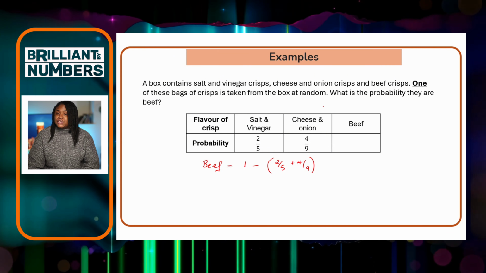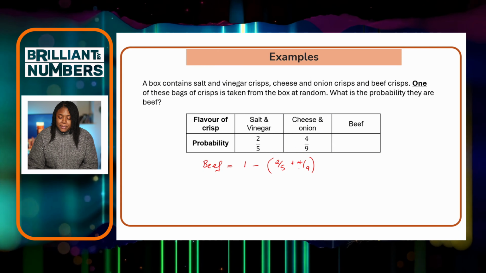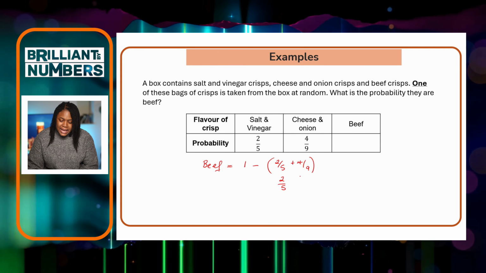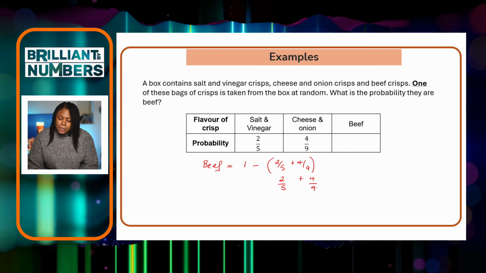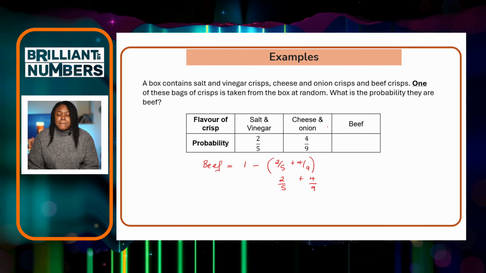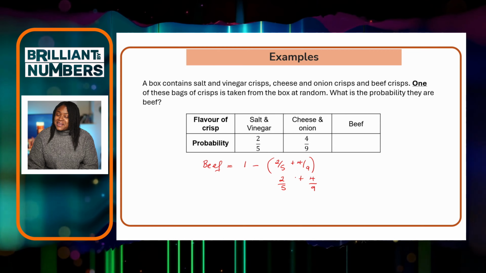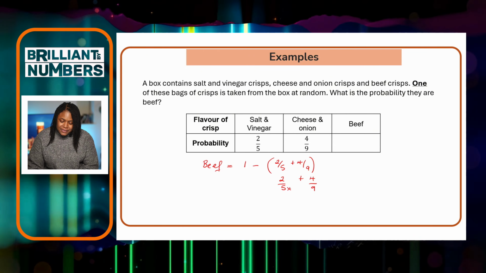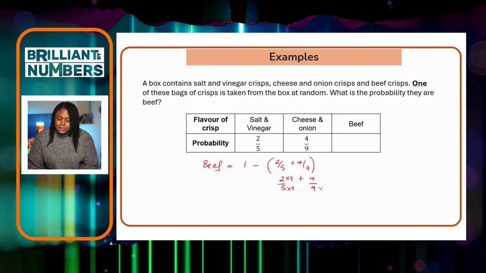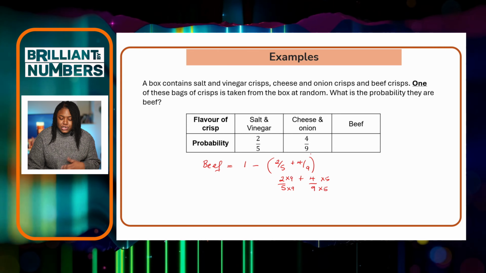A very good opportunity to practice our addition of fractions with different denominators. So first of all, we're going to do 2/5 plus 4/9. I can see here my denominators are not the same. Therefore, I've got to find the lowest common multiple. The lowest common multiple of 5 and 9 is 45. So if I multiply 2/5 by 9, both numerator and denominator, and multiply 4/9 by 5, I can get them to be the same denominator.